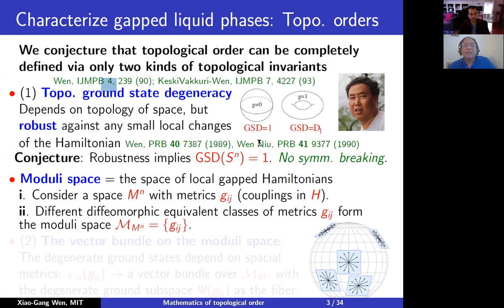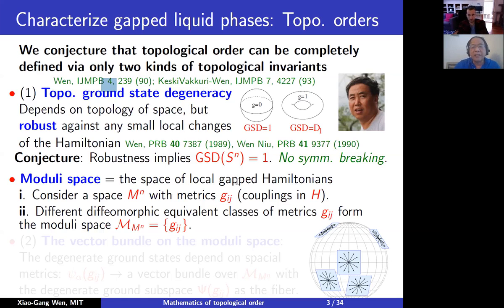Okay. So this is a topological invariant from ground state degeneracy. However, the ground state degeneracy is just a sequence of integers, which doesn't carry too much information. So we cannot use this topological invariant to fully characterize the topological order, because there are different topological orders with the same sequence of integers. So we want more data. One way to obtain more data is to use this notion of moduli space, which is the space of Hamiltonians with an energy gap.